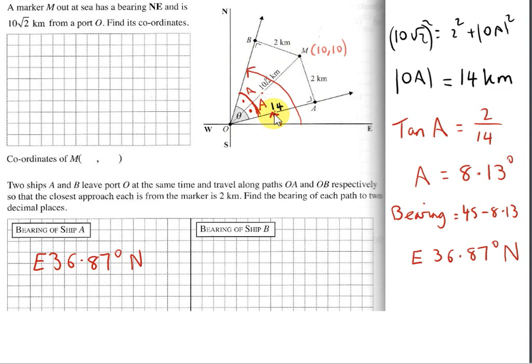So we have to take this angle here, which we already have. We know that this is 36.87, and add A onto it twice. Add this value onto it twice. So for ship B, the bearing is east 53.13 degrees north.